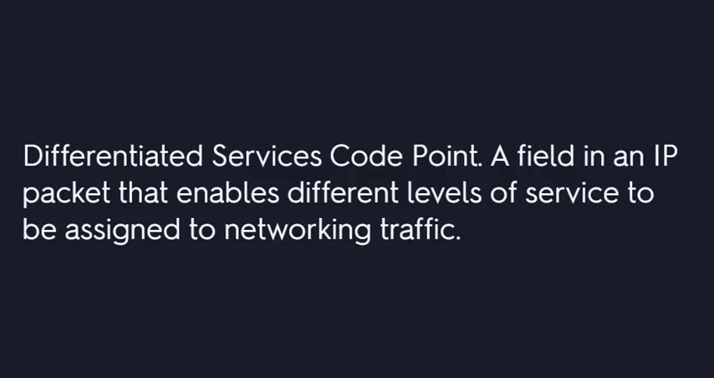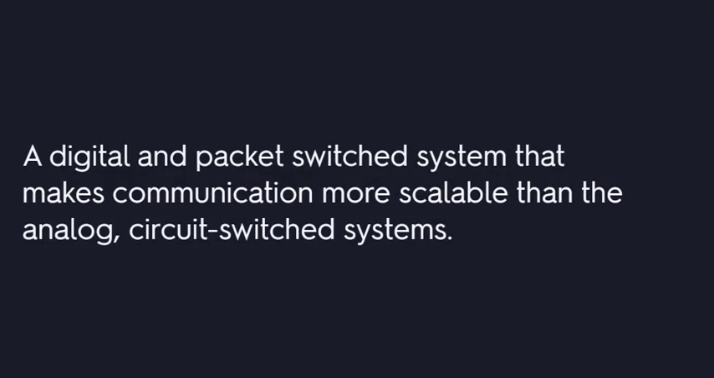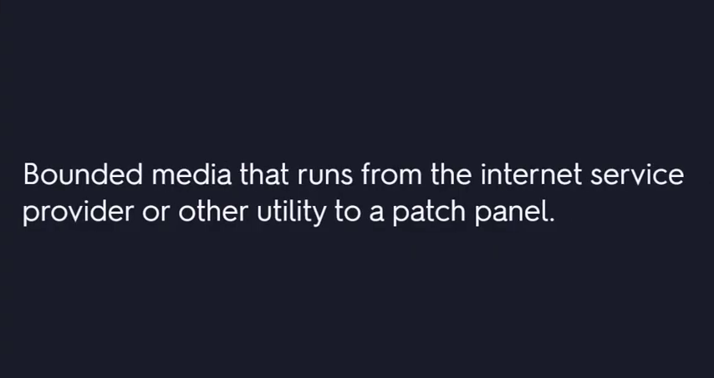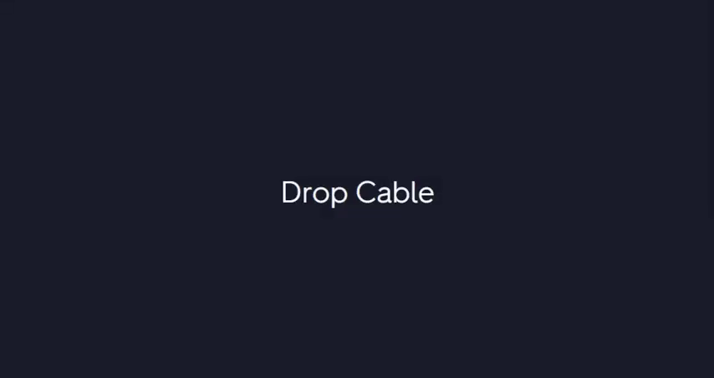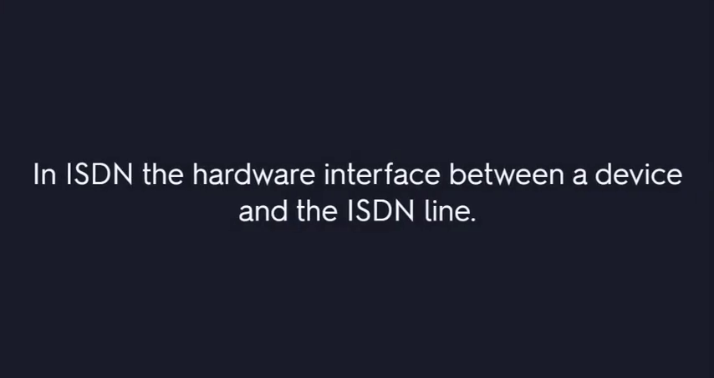Differentiated services code point. A field in an IP packet that enables different levels of service to be assigned to networking traffic. DSCP. A digital and packet switched system that makes communication more scalable than the analog circuit switched systems. T-carrier system. Bounded media that runs from the internet service provider or other utility to a patch panel. Drop cable. In ISDN, the hardware interface between a device and the ISDN line. TA.